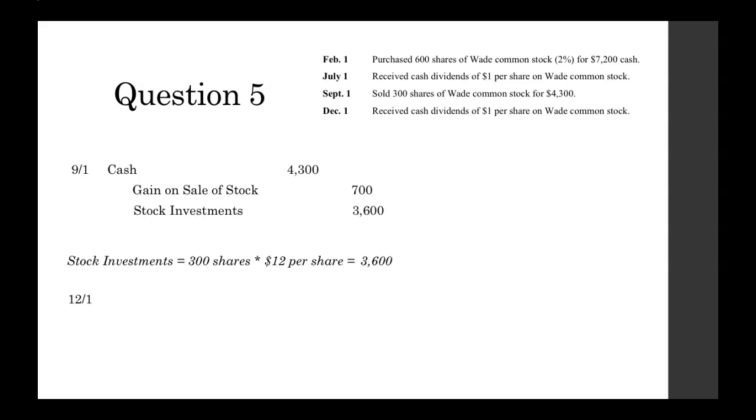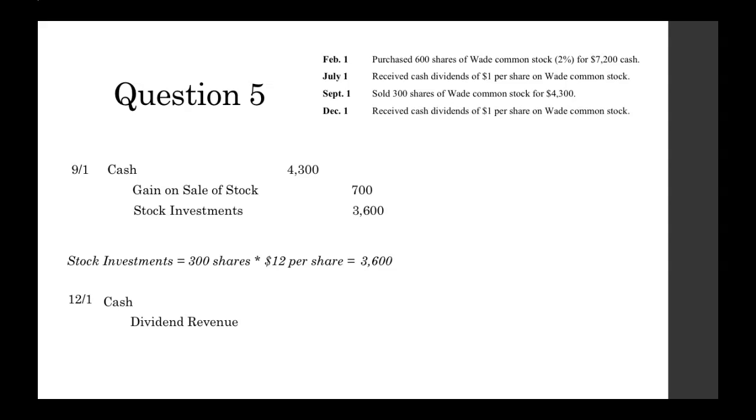So now our final journal entry for this review. On December 1st, we received cash dividends of $1 per share on Wade common stock. Well, if we think back to how we recorded our entry on July 1st, it's going to look pretty similar. We are getting cash, so we want to debit our cash. And how are we getting this cash? It's through a dividend. So we credit our dividend revenue.